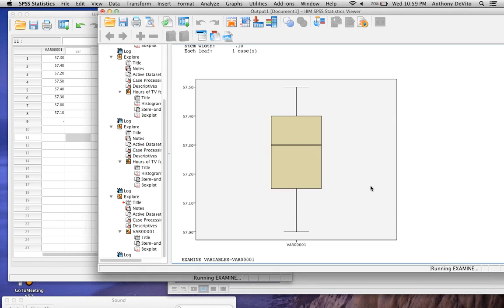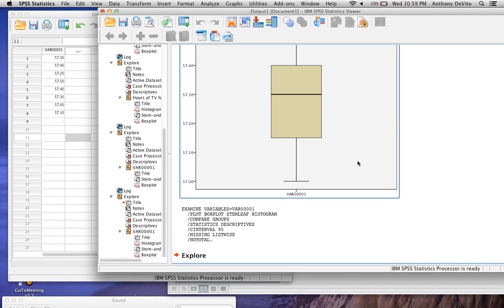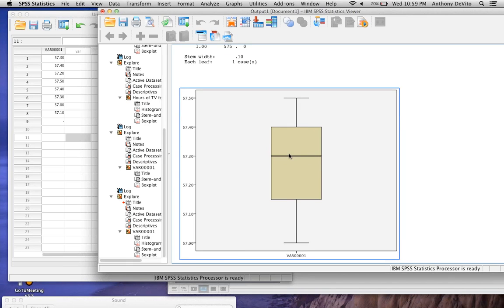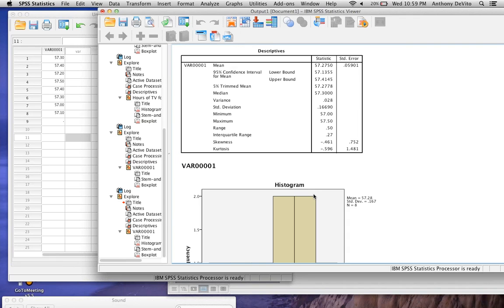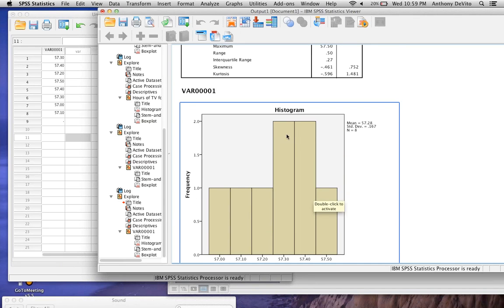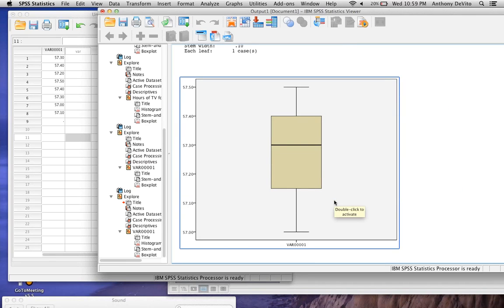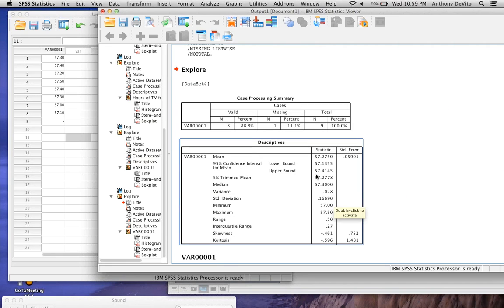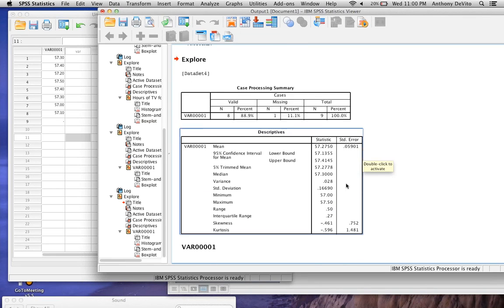Okay, I can just tell from the box plot that this looks more normally distributed. The median is closer to the middle of this box. It looks more generally distributed, and this looks more like a bell-shaped curve than our other situation did. The mean was 57.27. Our standard error was 0.059. Our 95% confidence interval was 57.13 to 57.41, the same as we got before.